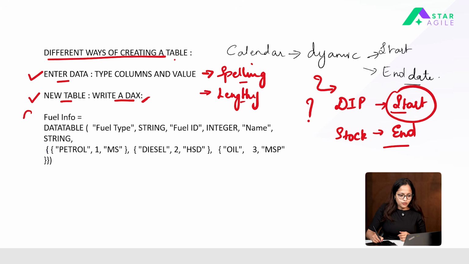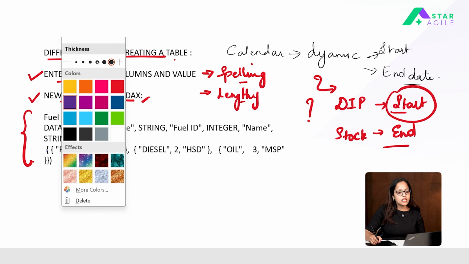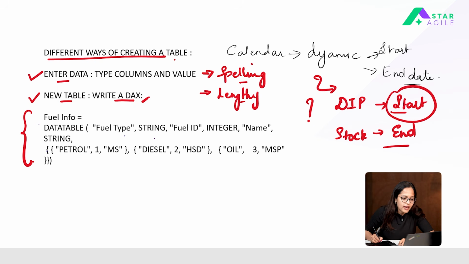The same fuel info table can be replicated by using a DAX expression as well. So let me make you understand what these different fields are about. If you see here, you have this function called DATATABLE. DATATABLE is basically a function which is used to create a table. And the arguments that DATATABLE takes are the column names. So in our case, guys, your fuel type is column 1, your fuel ID is column 2, and the name of the fuel is column 3.